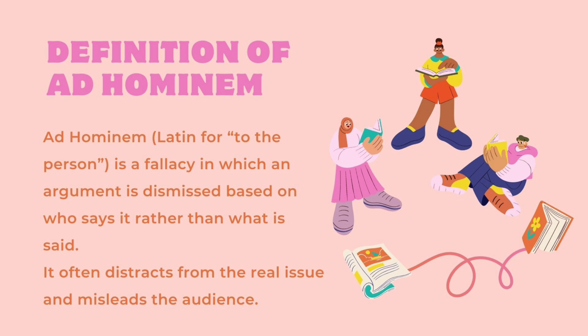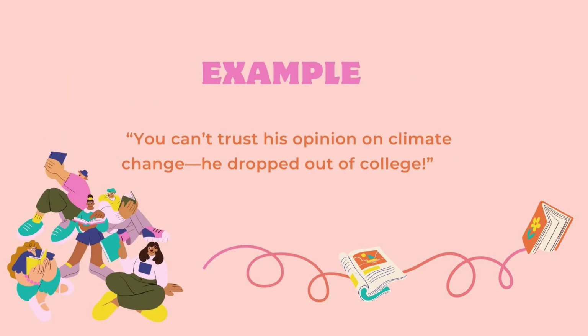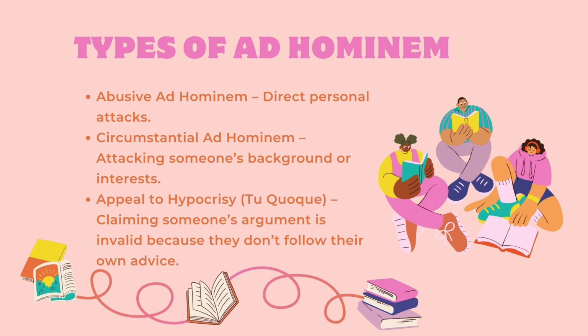Instead of engaging with ideas, it shifts the focus to personal attacks. So, what exactly is ad hominem? The term comes from Latin and means "to the person," instead of responding to what someone is saying. This fallacy dismisses their argument based on personal attacks. For example, imagine someone says climate change is real, and instead of discussing the evidence, someone replies, "You dropped out of college. Why should we believe you?" See the problem? They're not addressing the argument. They're attacking the speaker. Ad hominem comes in three common forms: abusive, circumstantial, and appeal to hypocrisy.